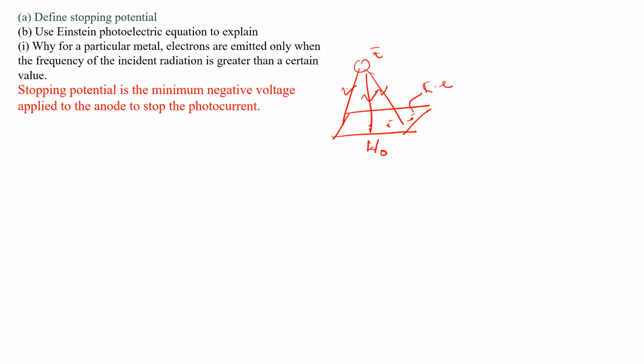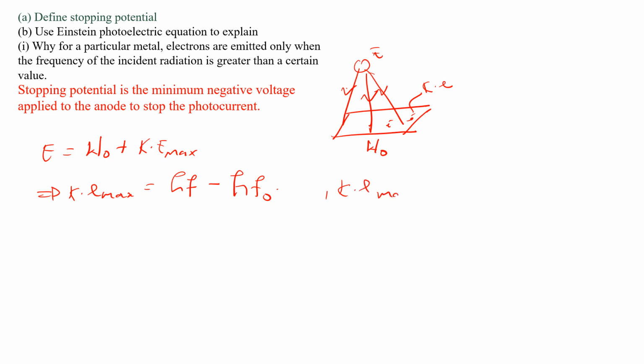Now, that energy E is given by the energy to overcome the work function plus KE max, that's the maximum kinetic energy. What does this imply? This means that the maximum kinetic energy, KE max, is equal to E, the energy of the source, which is given by hf minus hf0. But this maximum kinetic energy, KE max, is always greater than or equal to 0. We are going to take that case.